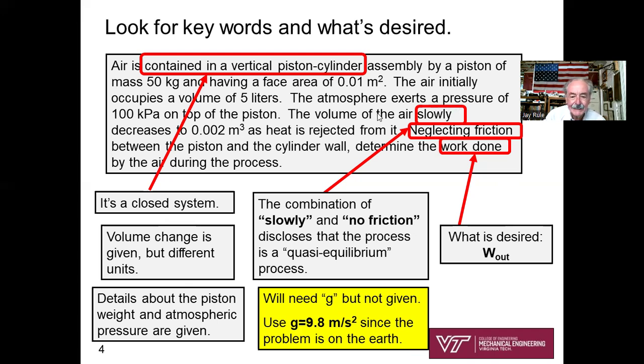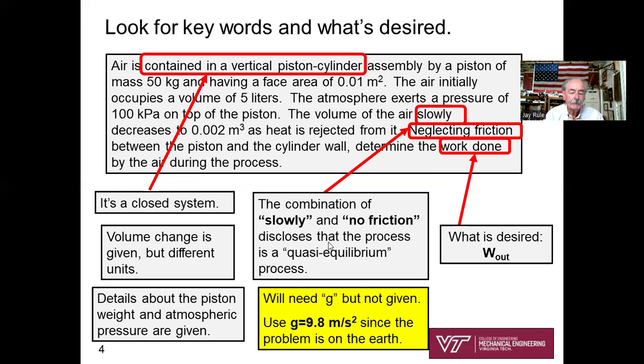We continue to read, and it says, here's a key word, slowly. The volume of the air slowly decreases. Another key word, neglecting friction. In your class lectures, you're picking up that the combination of slowly and no friction discloses that this process would be considered a quasi-equilibrium process, one in which at all points between the beginning and ending state, the air in the piston and cylinder is always in a state of equilibrium.